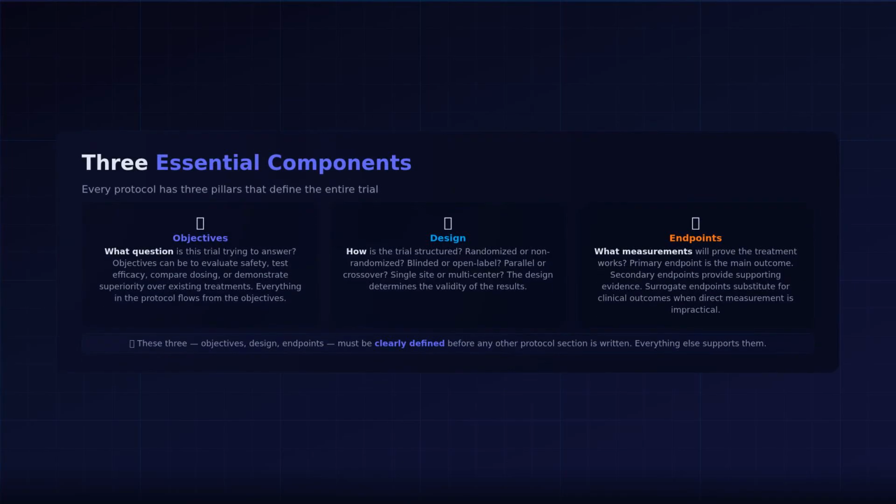Every protocol includes 3 essential components. First, the objectives. What question is this trial trying to answer? Second, the design. How will the trial be structured? Is it randomized, blinded, placebo-controlled? Third, the endpoints. What measurements will prove the treatment works? These 3 elements form the backbone of the protocol.